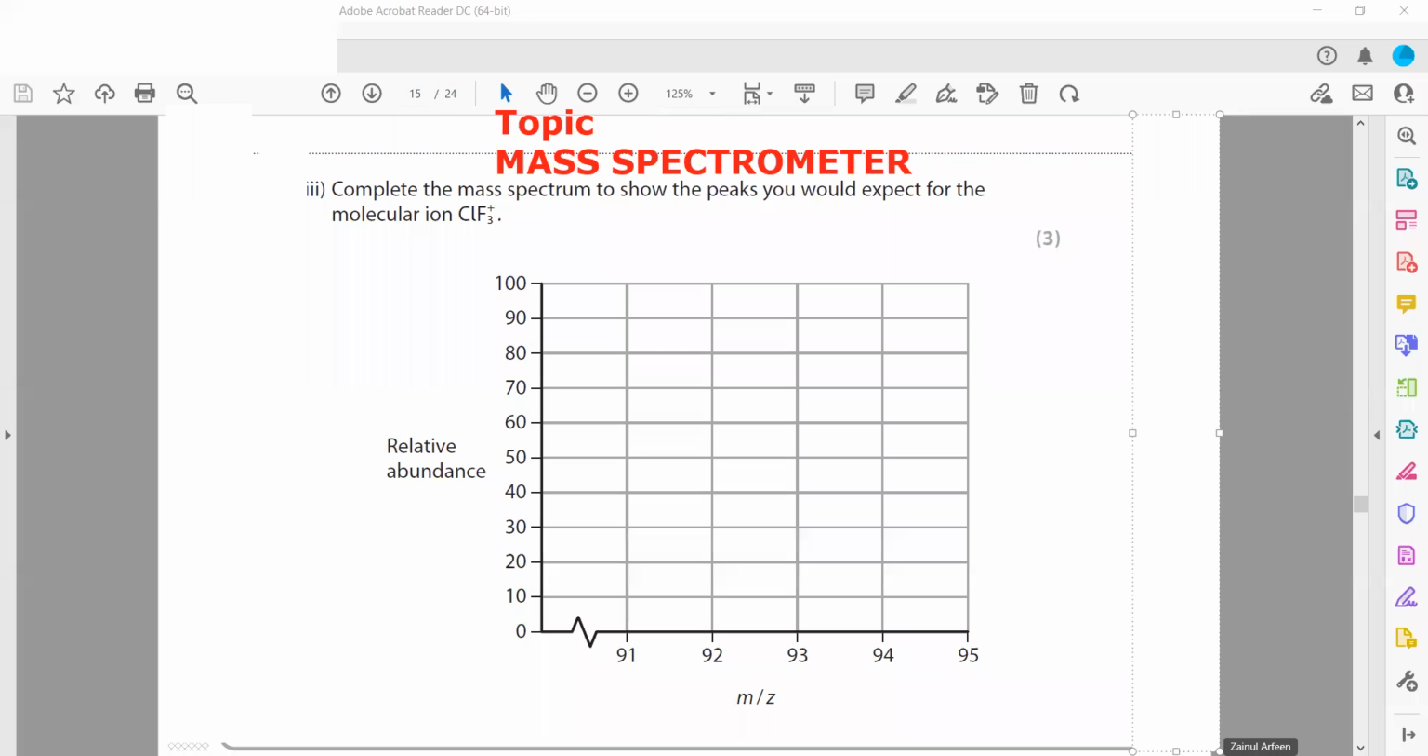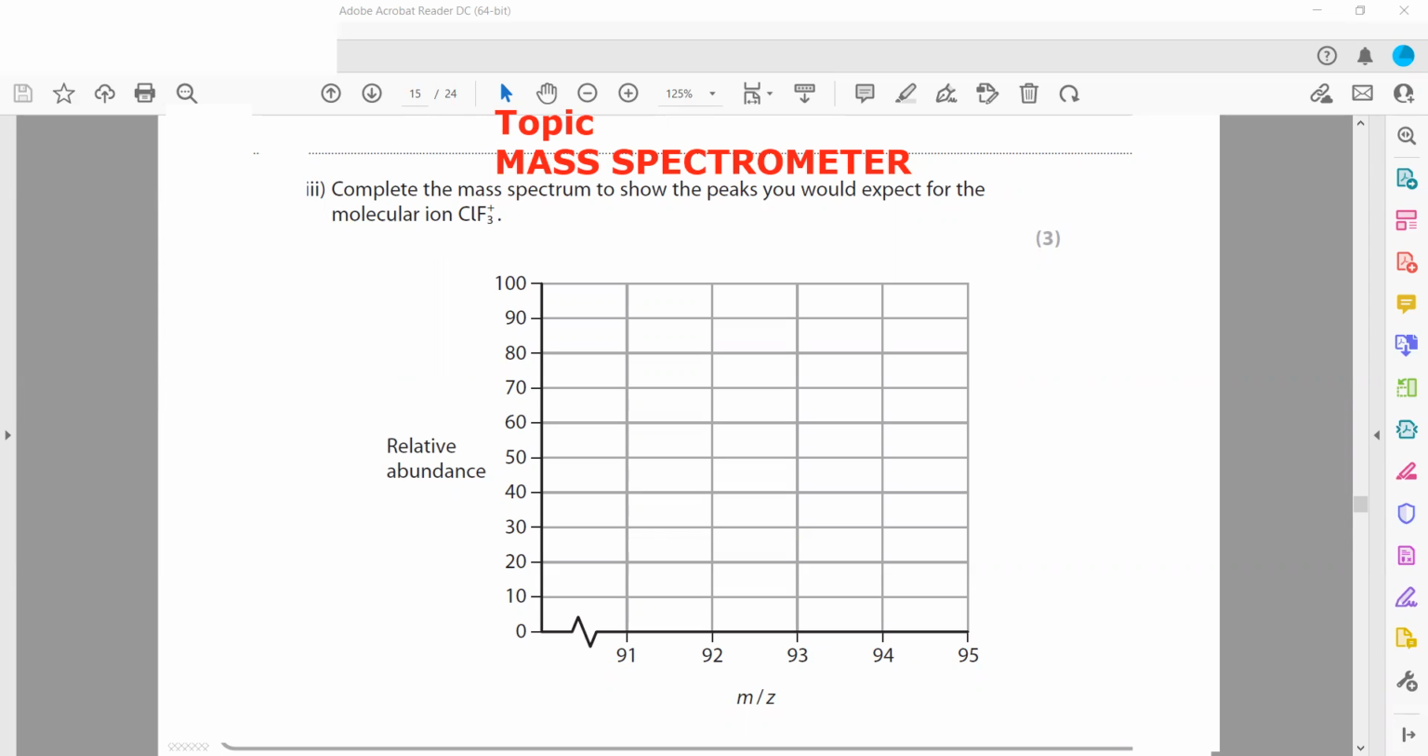This part is related to mass spectrometry. Complete a mass spectrum to show the peaks you expect for ClF3. So how many peaks do we expect? Because chlorine has 2 isotopes, it might be chlorine-35 or it might be chlorine-37.